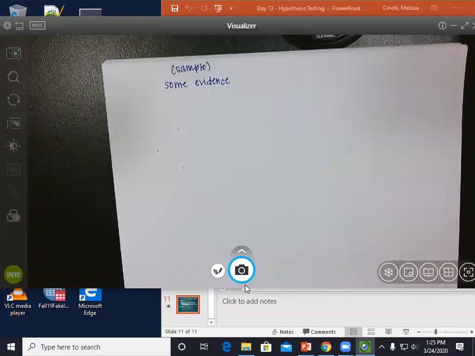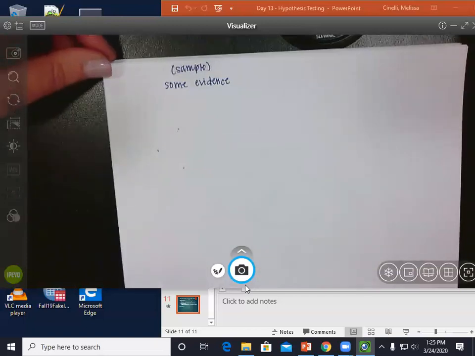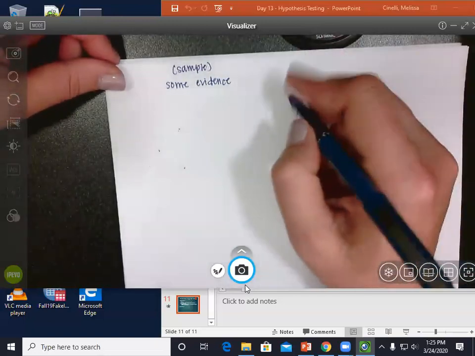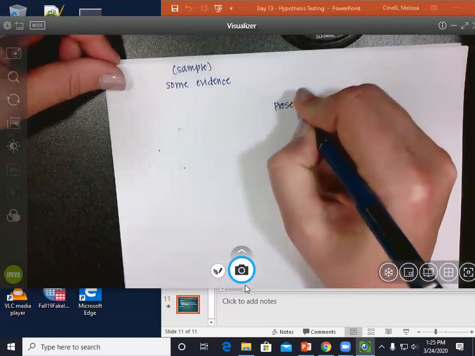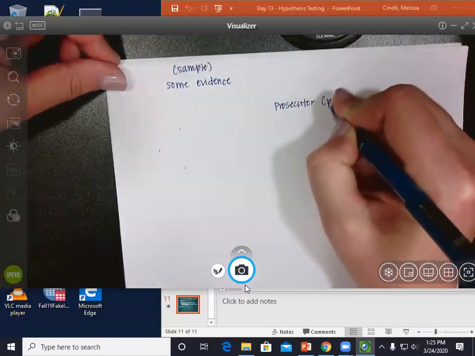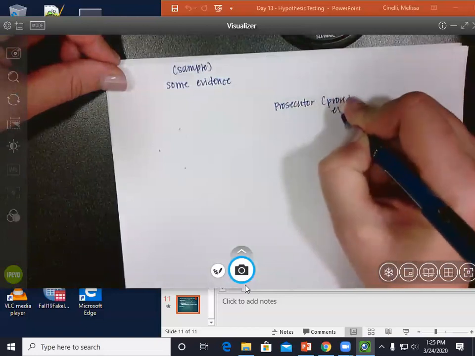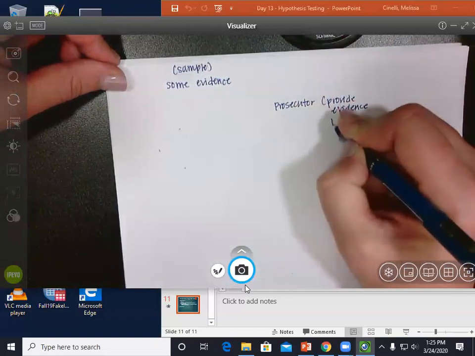And so this person is going to a legal trial to make a determination about whether they are guilty or not guilty. And in this, we have two players. We have the prosecutor, whose job it is to provide evidence that the defendant is guilty.